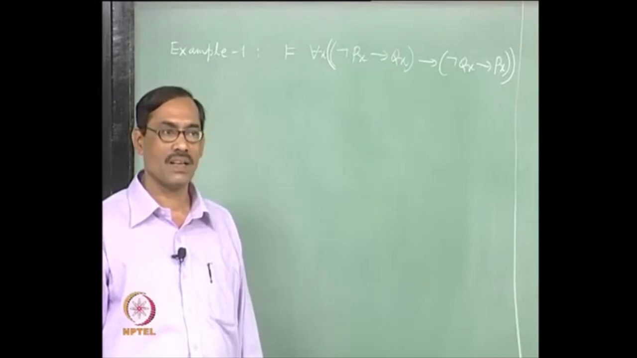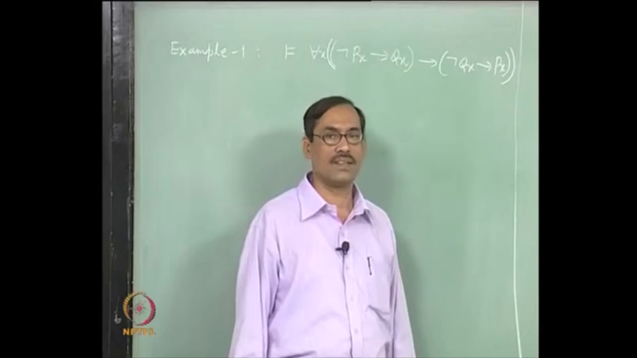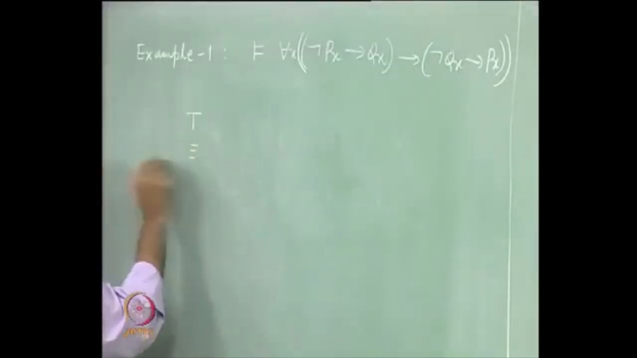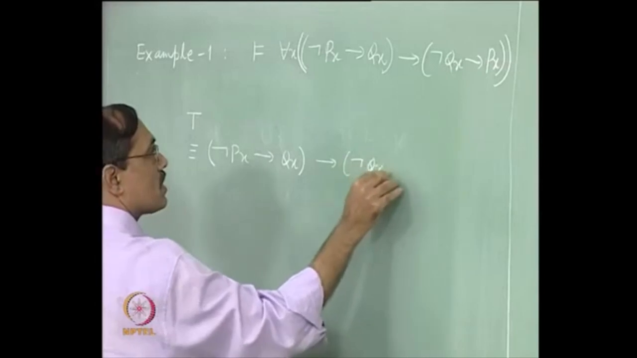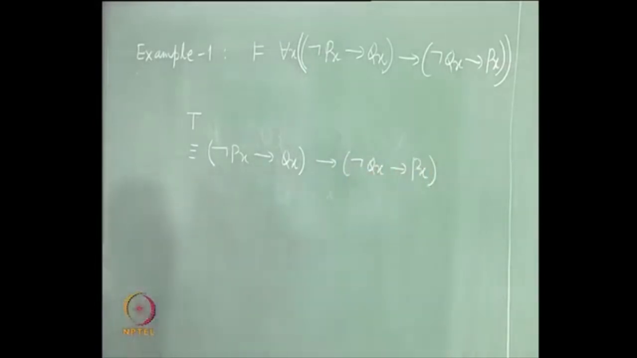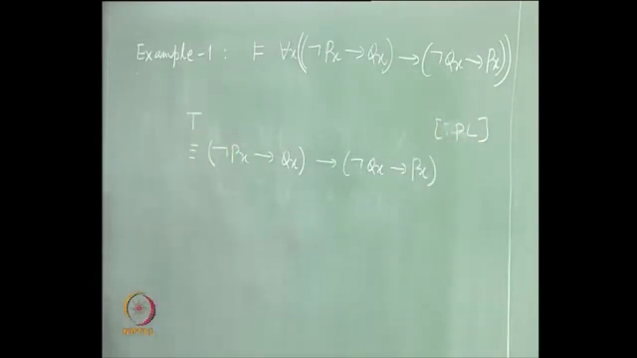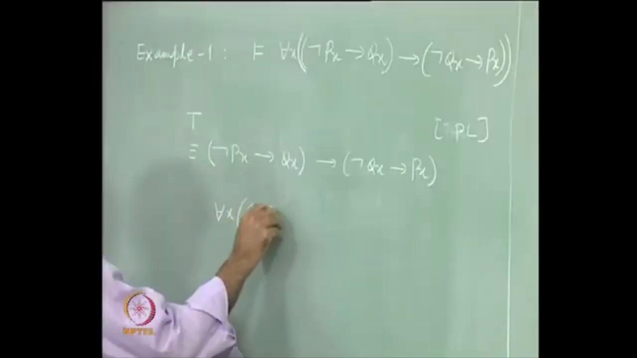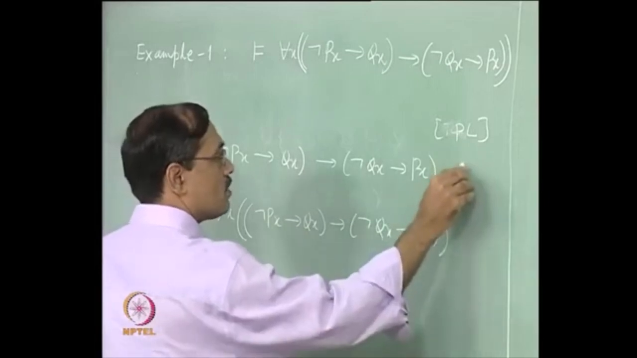But you get only not p x implies q x implies not q x implies p x. That's all. Then universally generalize, right? To reach out for each x. Fine. So we start this way. You say top is equivalent to not p x implies q x implies not q x implies p x. The justification is tautology, or we'll write just PL, from propositional logic. Okay. Then what do you want to say? From this, we will follow not p x implies q x implies not q x implies p x, and you want to use universal generalization.